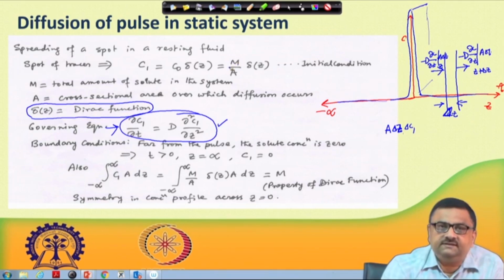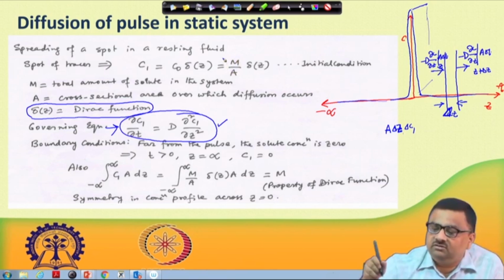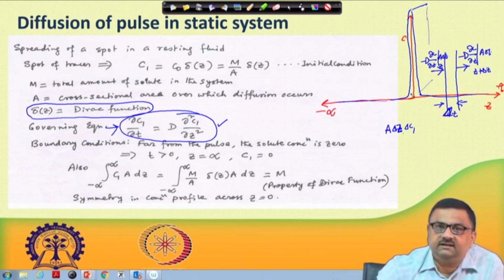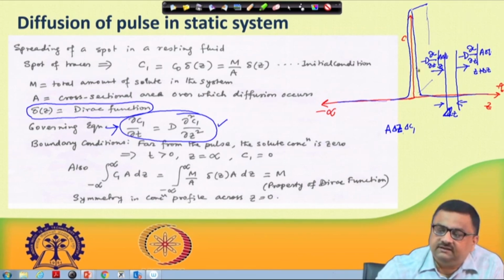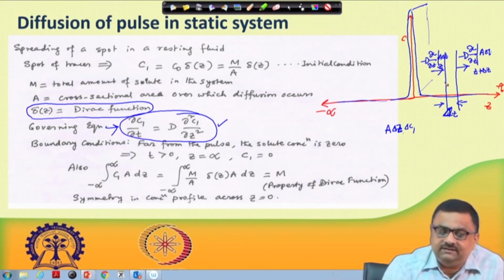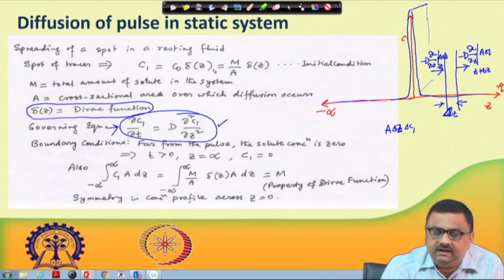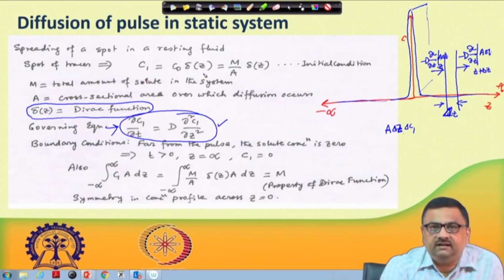Let us say we are working with kg. So, m is the kg of solute, and the solute is that ink that you placed, placed at this point at t equal to 0. That m amount is sitting there, and then gradually it is diffusing out. So, at t equal to 0, a spot of tracer means C1 is equal to C0 delta z, where delta z is the Dirac function.